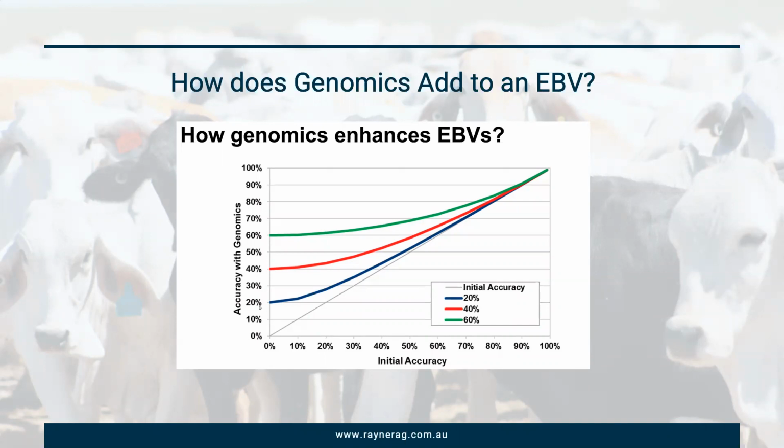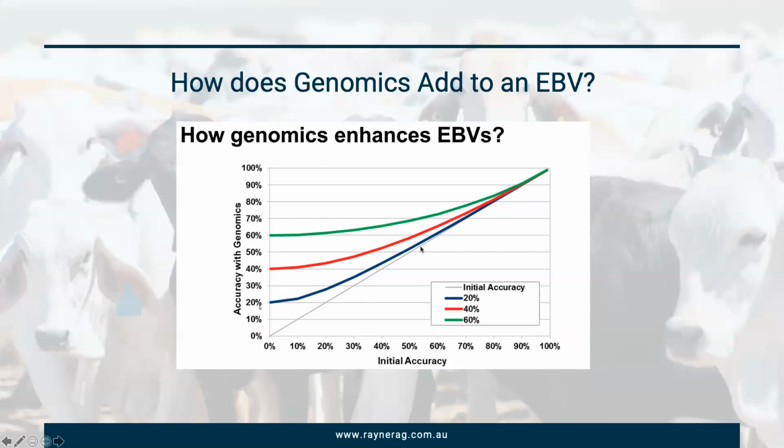If we go back to that question about birth weight, where we didn't record birth weight and were relying on correlation, it was sitting at about, I think, 30% accuracy. If our initial accuracy was about that 30%, using genomics is going to significantly increase the accuracy of that EBV for that particular trait.